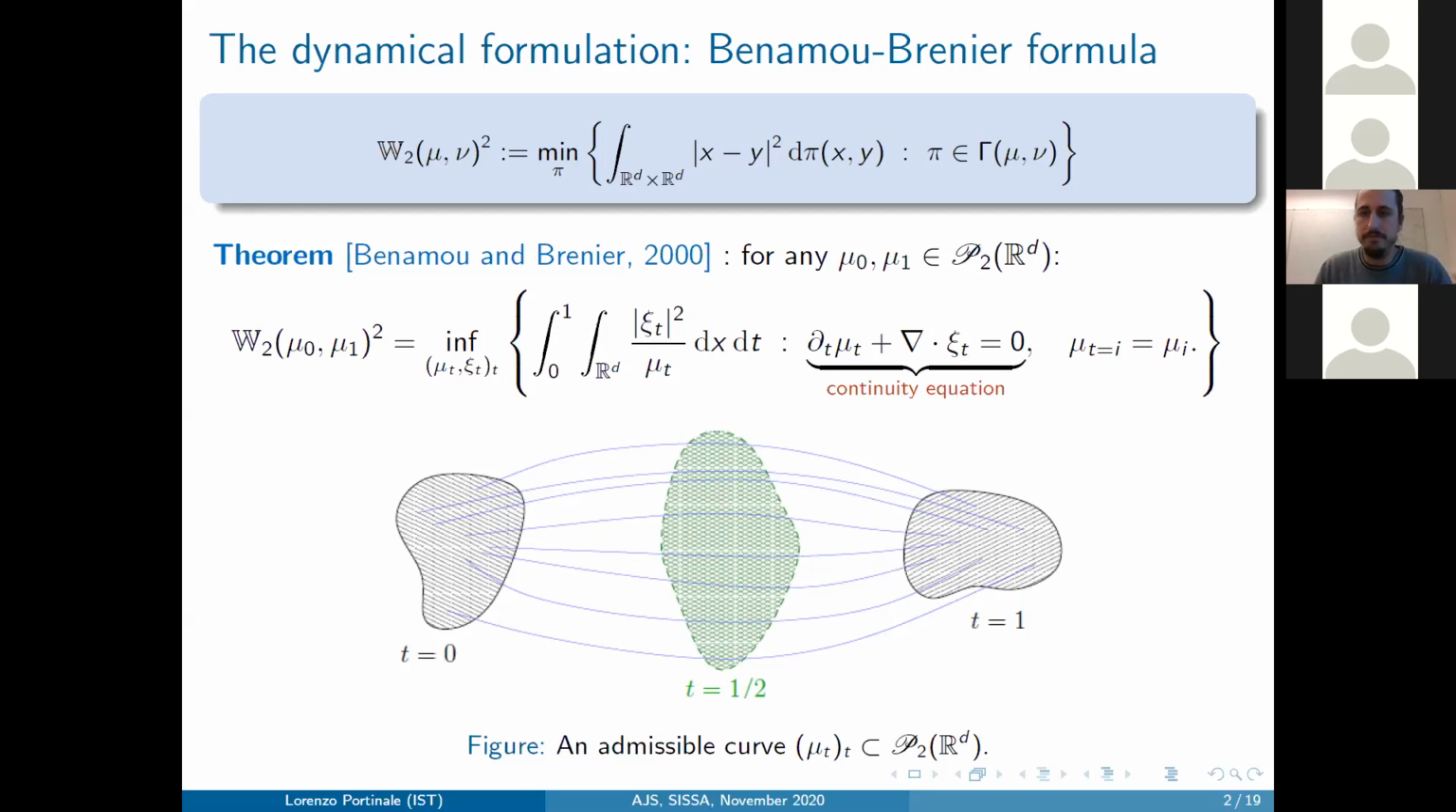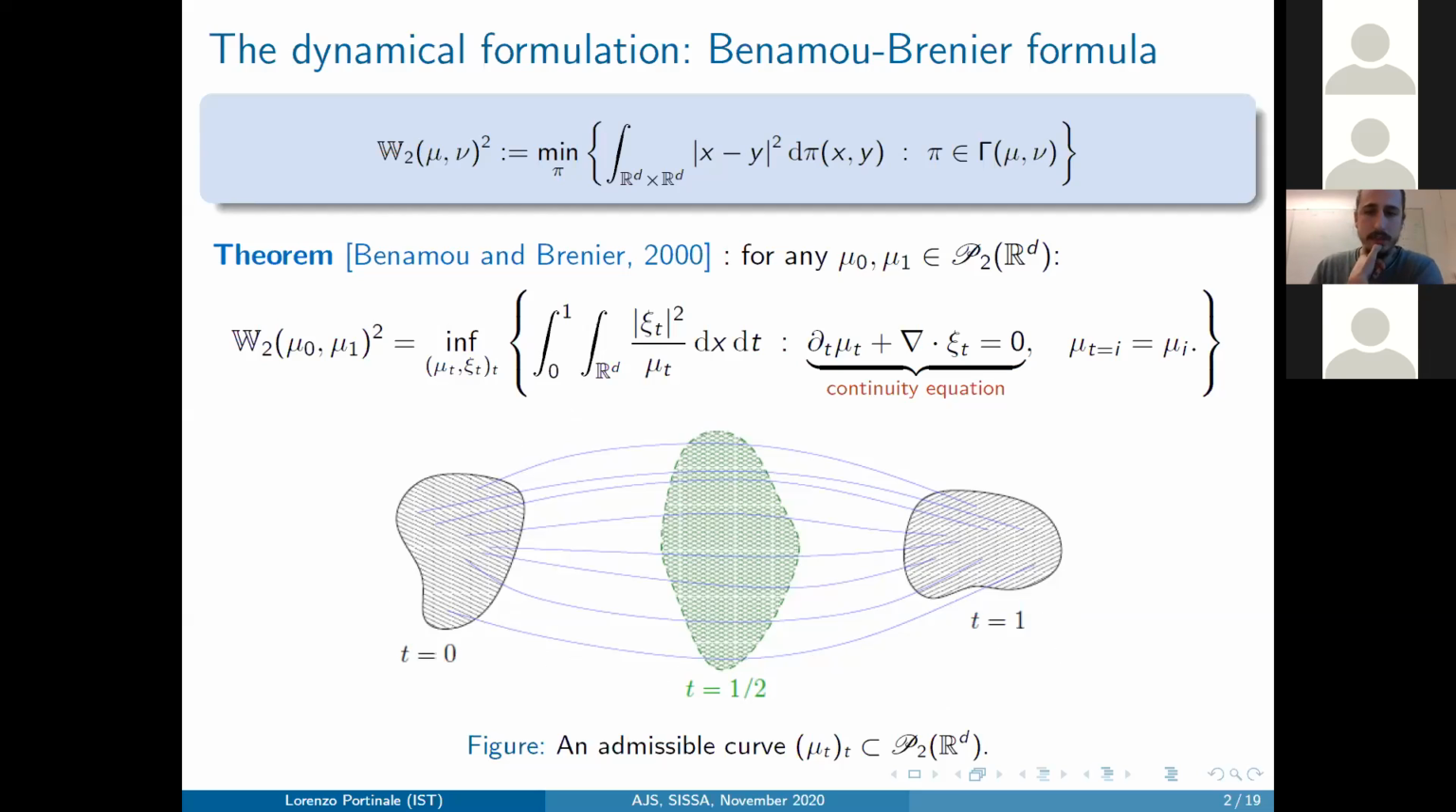It is a fairly reasonable transportation problem, but it's not so immediate to understand that these two formulations are in fact the same. They are very different in nature. One is static, the other one is dynamical, and the beautiful result is exactly the fact that the two formulations are indeed equivalent. Okay, so in this picture, you really see just a possible admissible transportation between time 0 and time 1.